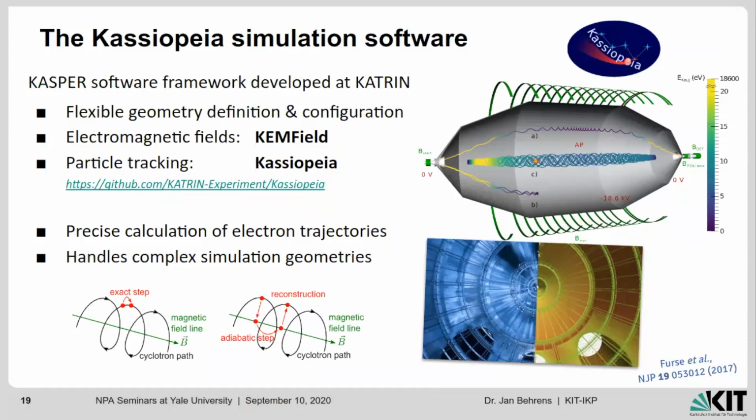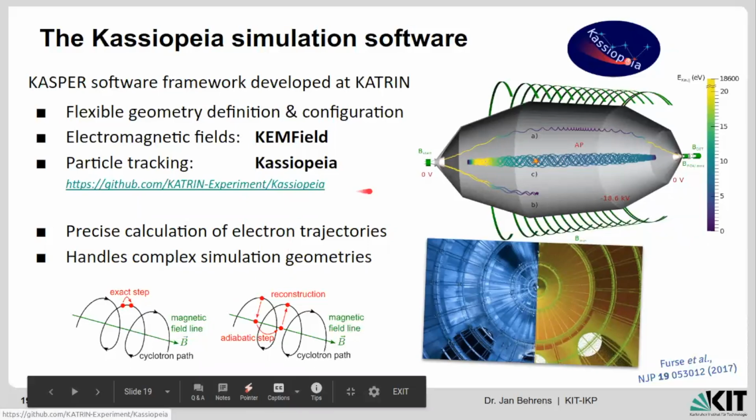Now, before I go into some of the systematics, I also want to highlight the simulation software that we are using to investigate and study our experiment and to optimize our design. This is the Cassiopeia simulation software, which was developed in recent years at the KATRIN collaboration and is now also used by other experiments, for example, Project 8. This software framework allows flexible geometry definition and configuration. We have an electromagnetic field solver, which is called KEMField, and then the particle tracking part, which is Kassiopeia. And the public version is available on GitHub if you're interested.